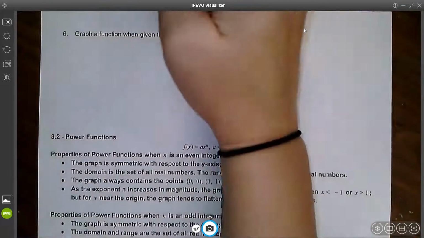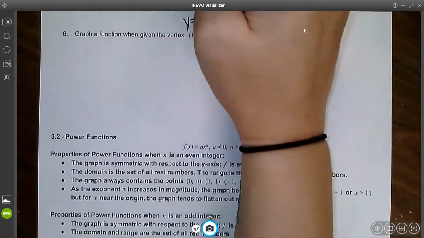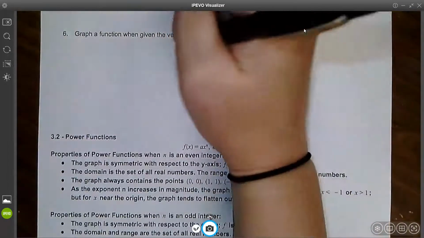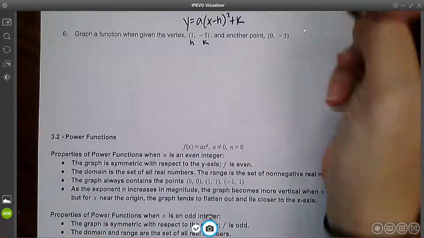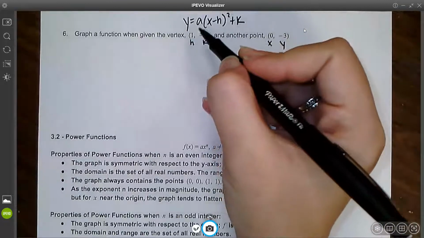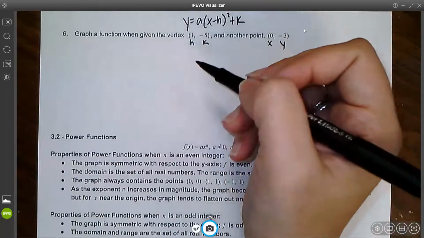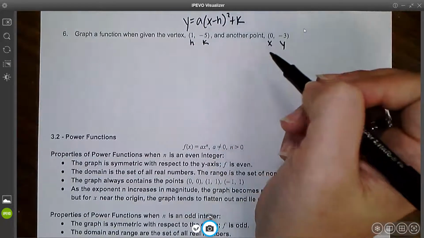So I'm going to use vertex form. y equals a times (x minus h) squared plus k. When I'm given the vertex, I'm given h and k. When I have another point, that's an x and y value. What I need, though, is my a value. I need to know my leading coefficient. So I'm going to use h and k and x and y to find my leading coefficient.